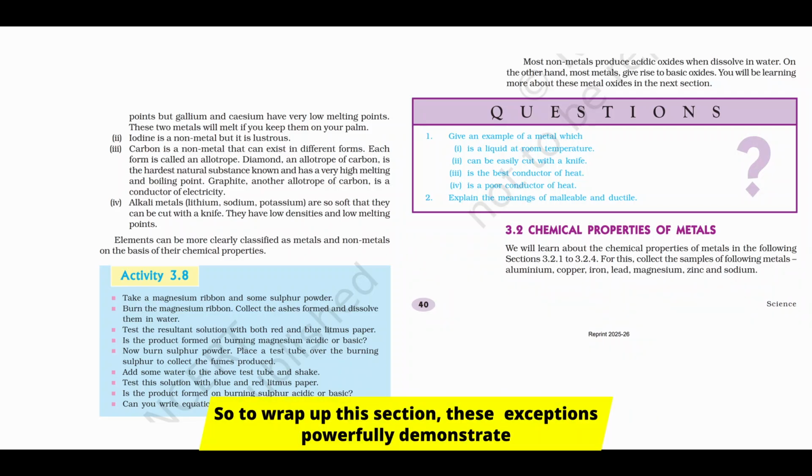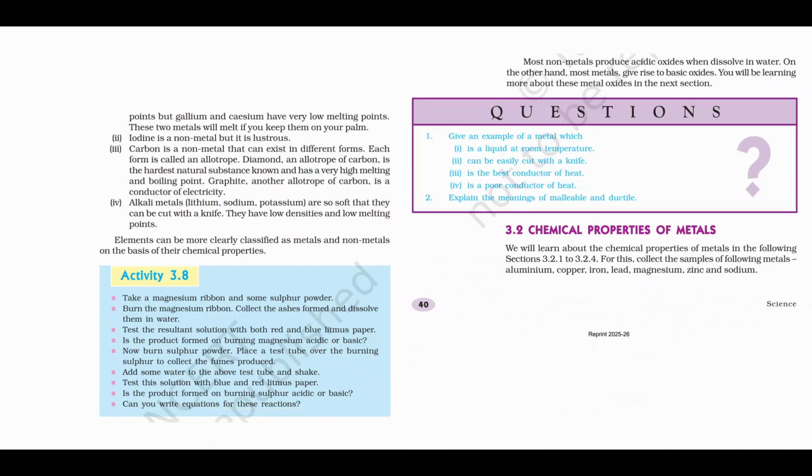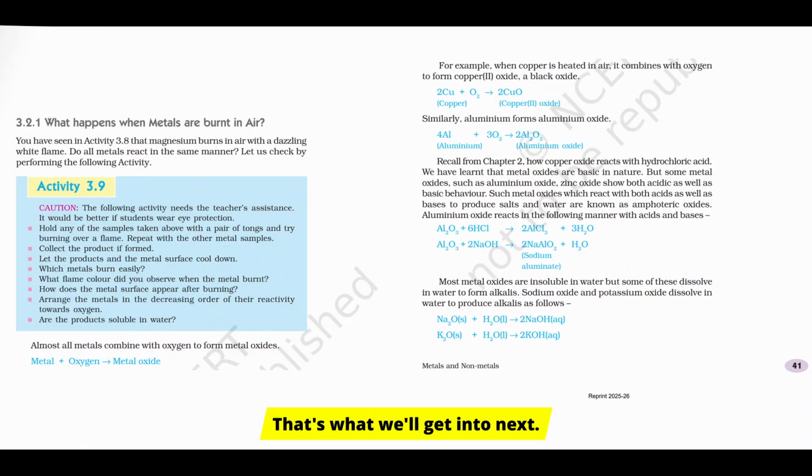So, to wrap up this section, these exceptions powerfully demonstrate that we cannot classify elements solely based on physical properties. While they give us useful initial groupings, physical properties alone aren't definitive. They have too many exceptions. This limitation naturally leads us to the more fundamental and definitive classification: chemical properties. It's in their chemical reactions where the true story of how elements interact really unfolds. That's what we'll get into next.